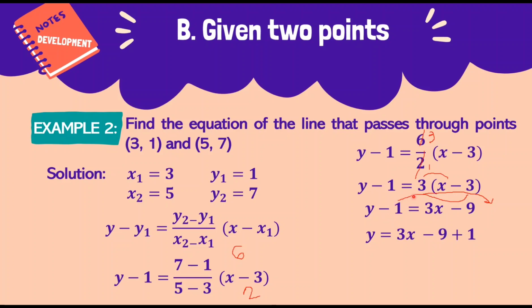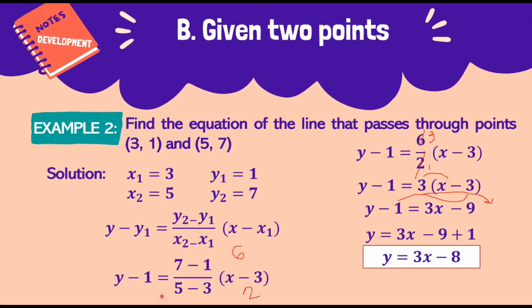And then negative 1, when transposed to the other side of the equation, it becomes positive 1. So let us solve. Negative 9 plus 1. Very good. We have negative 8. So therefore, our answer is y is equal to 3x minus 8. Okay, so next, let us rewrite this into standard form. Pwede kasi nating i-rewrite yung ating equation of the line into standard form.